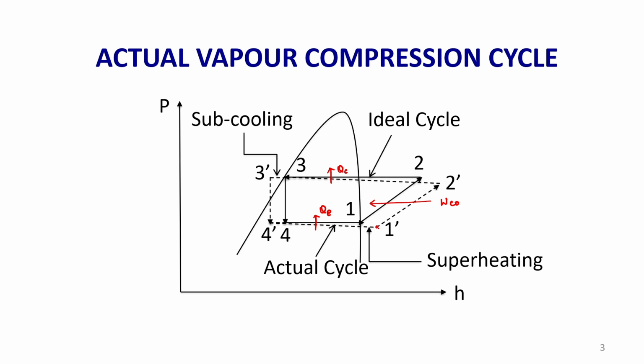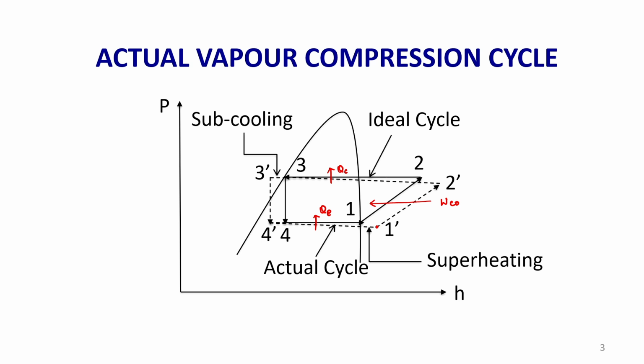Then 3 is not exactly saturated liquid, mostly it will be at 3 dash, subcooled. Subcooling is cooling below saturation. So 3 shifts to 3 dash, and obviously 3 dash to 4 dash is an isenthalpic process. This is a pressure enthalpy diagram. So enthalpy at 3 equals enthalpy at 4, and enthalpy at 3 dash will be equal to enthalpy at 4 dash.